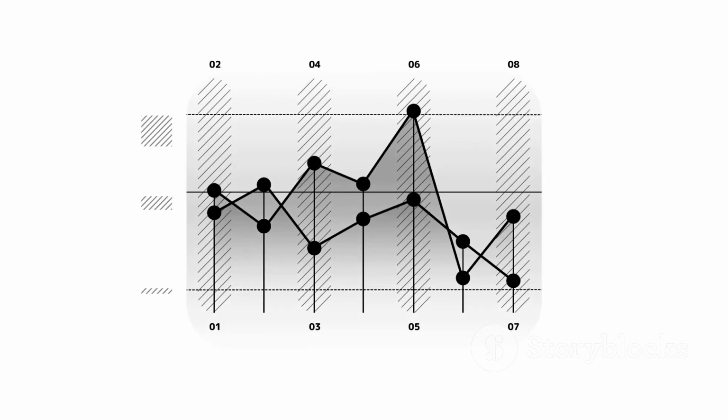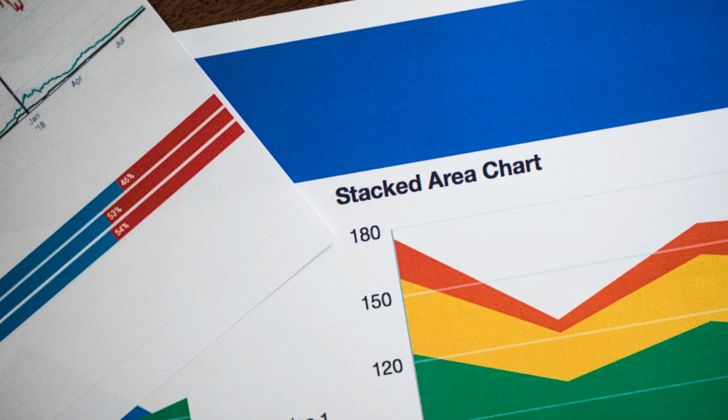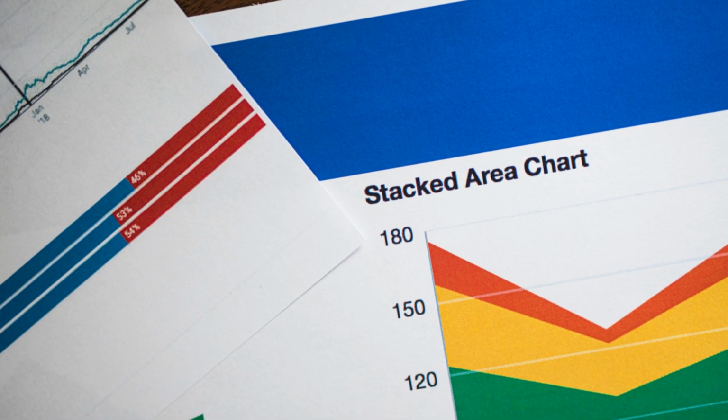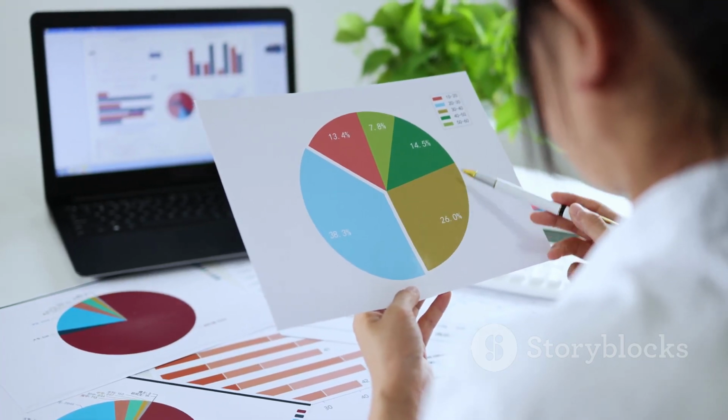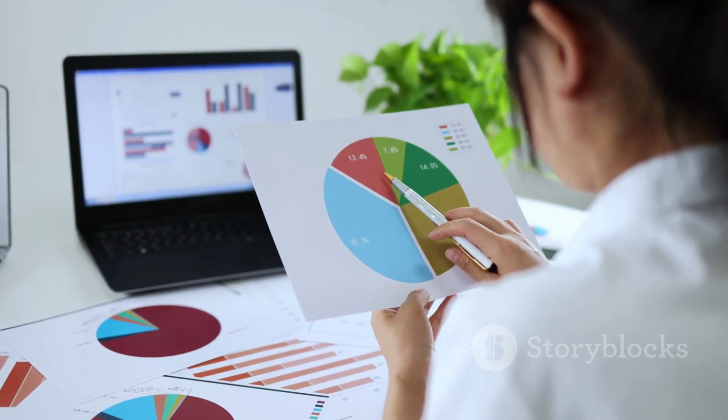lines, used to show trends and relationships over time or across categories, bars, used to compare values across different categories, and areas, used to show the magnitude of values over time or across categories. Each geometry has its own strengths and weaknesses, so it's important to choose the one that best suits our data and our message.